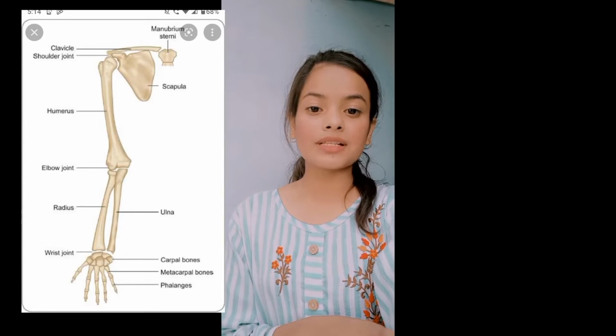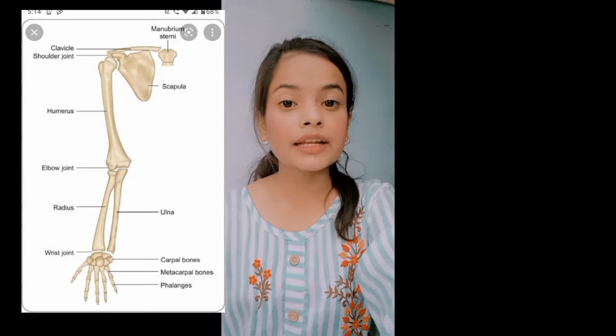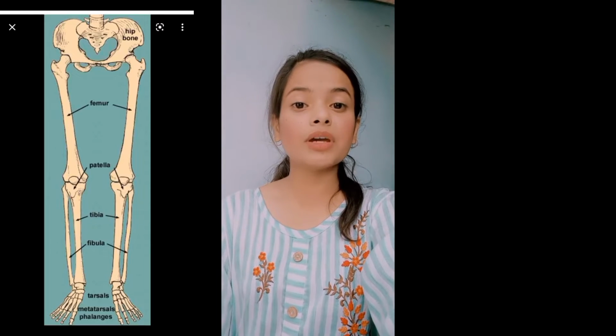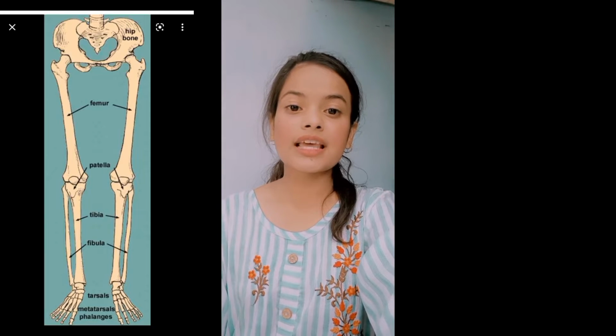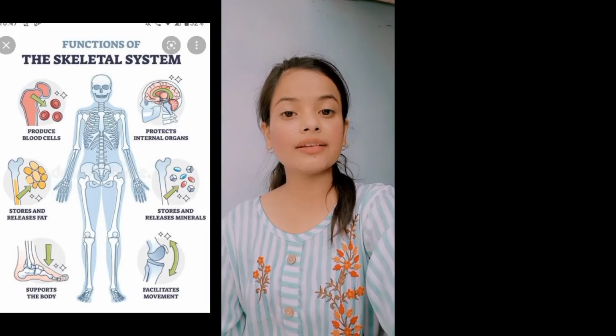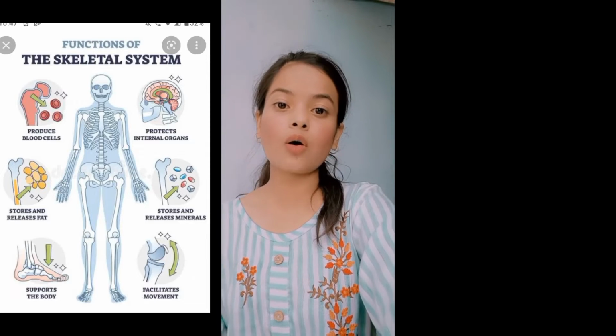There are 206 bones in our body, and they are divided into axial skeleton and appendicular skeleton. In the upper limb, we have clavicle, scapula, humerus, radius, ulna, carpus, metacarpus, and phalanges, as shown in the given picture. Now in the lower limb, we have femur, tibia, fibula, tarsals, metatarsals, and phalanges, and also the hip bone. The blood supply of bone is given by the nutrient artery, metaphyseal artery, epiphyseal artery, and periosteal artery. Bones are highly vascular and have great regenerative power, and a bone can mold itself according to the stress and strain it bears.